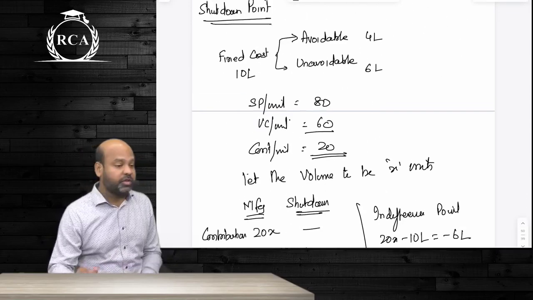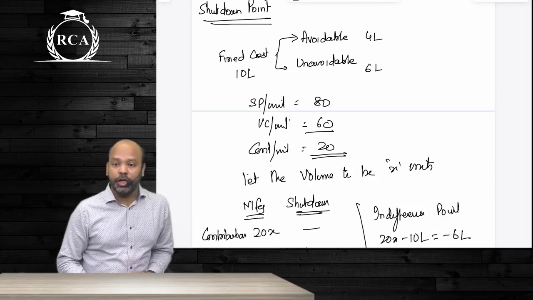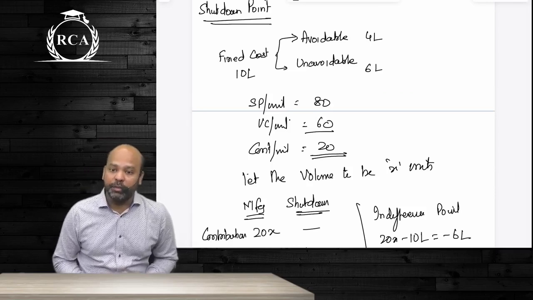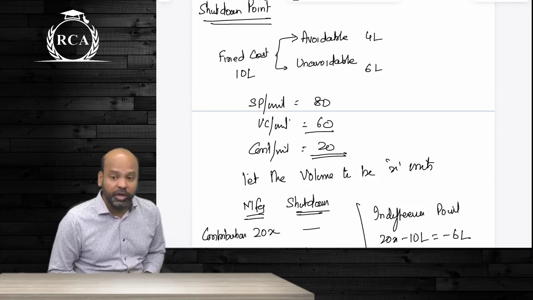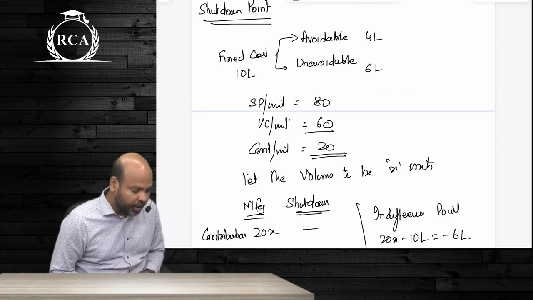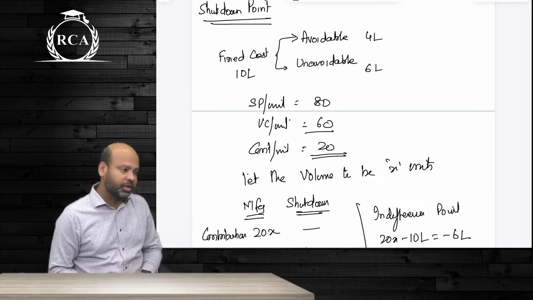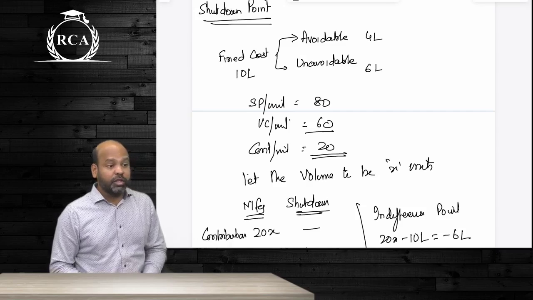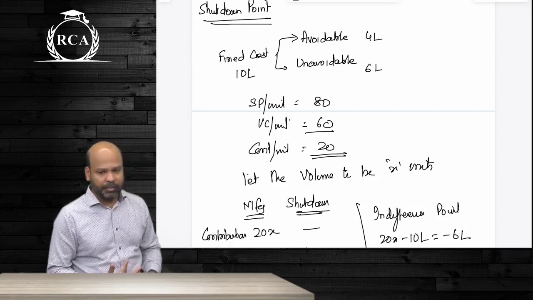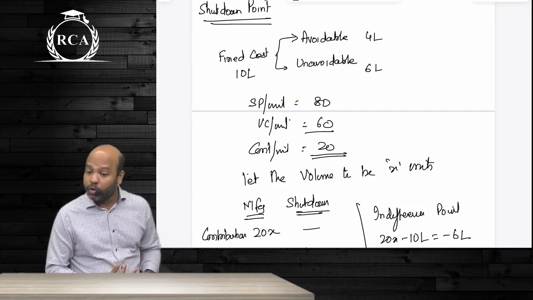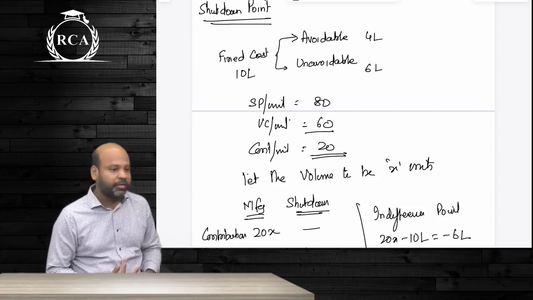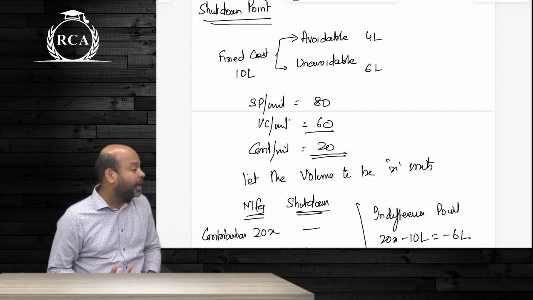Avoidable fixed cost is the portion that you will incur only if you continue to manufacture. Unavoidable fixed cost, guys, is the portion that you will incur whether or not you manufacture. So unavoidable fixed cost becomes irrelevant for decision making because you are anyways going to incur it. The only thing that would matter is avoidable fixed cost.